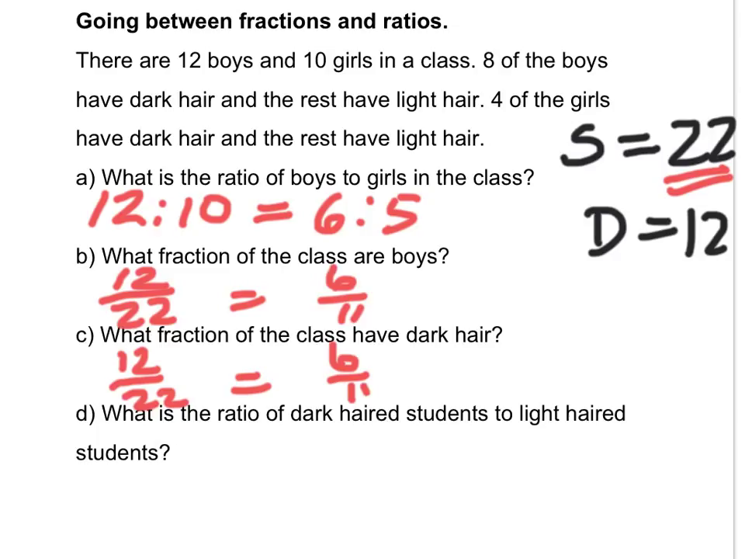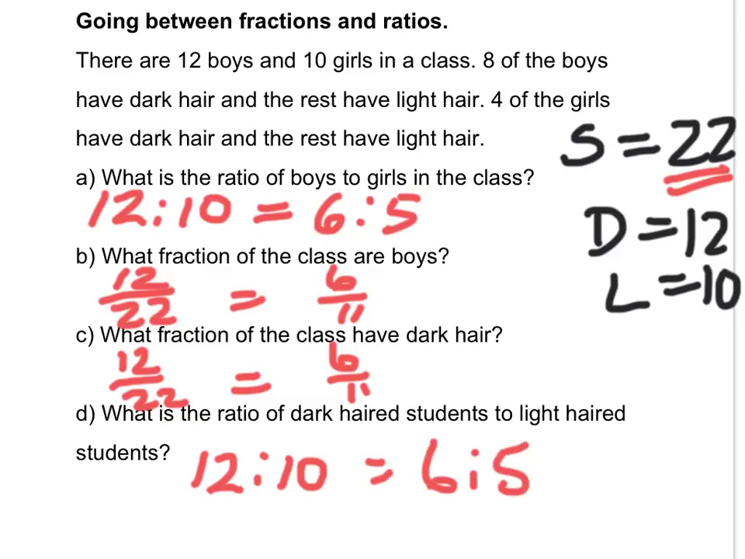And now, what's the ratio of dark-haired students to light-haired students? Well, if we've 12 dark-haired students, that means we've 10 light-haired students. So the ratio, 12 to 10, which is 6 to 5. So I'm just showing you there the difference between how you construct a fraction and how you construct a ratio.